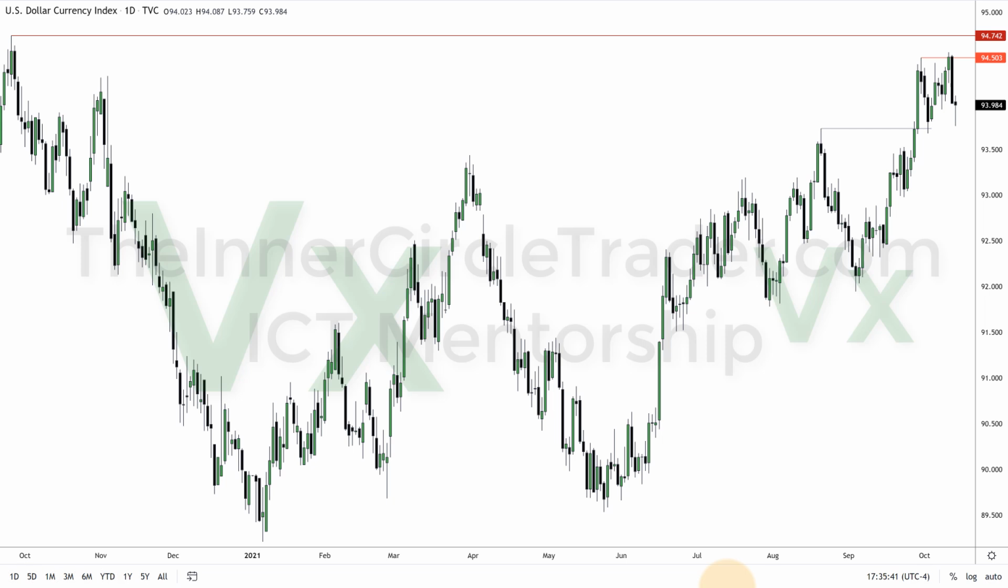This is going to be a very short one. We're waiting for, obviously, more information technically, so I'm not going to bore you with a whole lot of needless commentary. Dollar index daily chart.